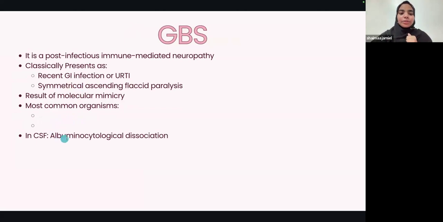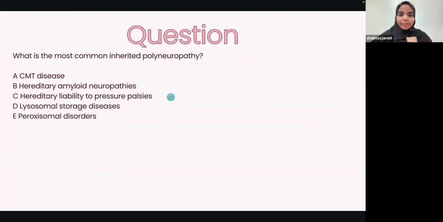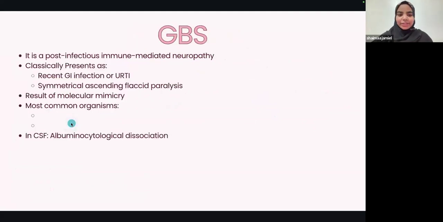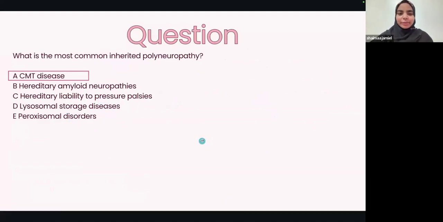In CSF, you're going to find something called albuminocytological dissociation. What does that mean? Here the CSF had elevated protein, which is usually albumin, but the cell count was normal. So yes, exactly, high protein, low cells. Okay, perfect. What is the most common inherited polyneuropathy? Perfect. Charcot-Marie-Tooth disease. Charcot-Marie-Tooth disease is the most common inherited polyneuropathy.